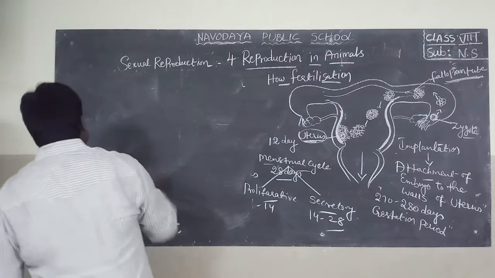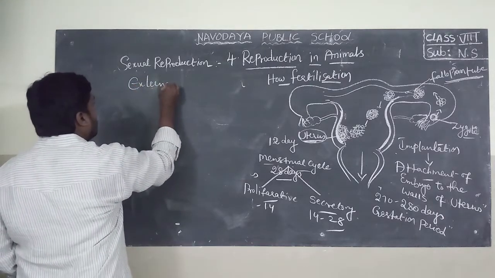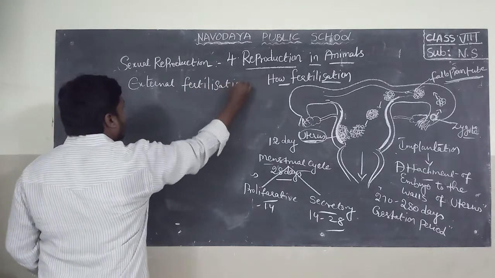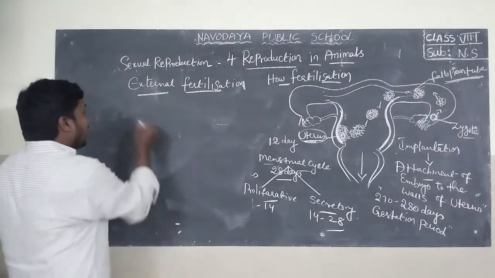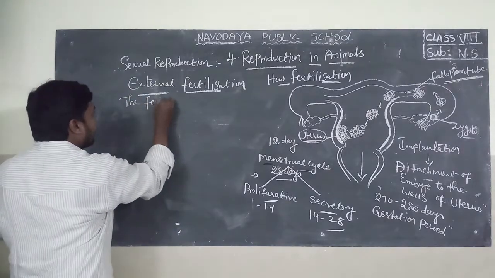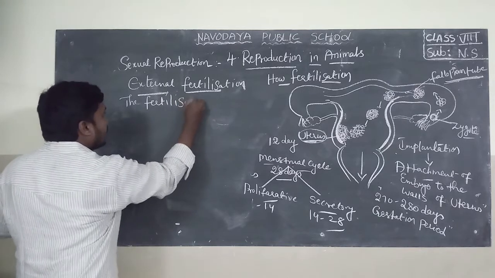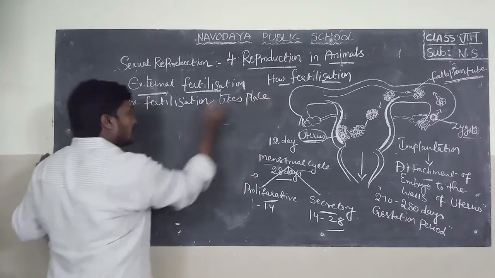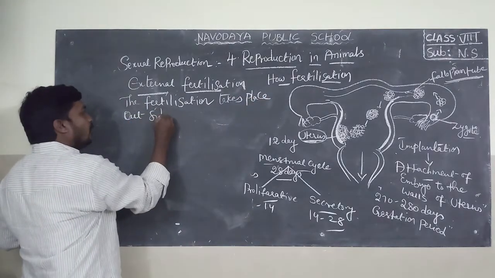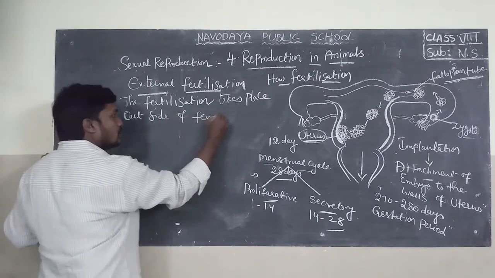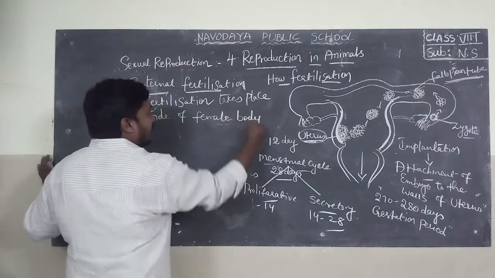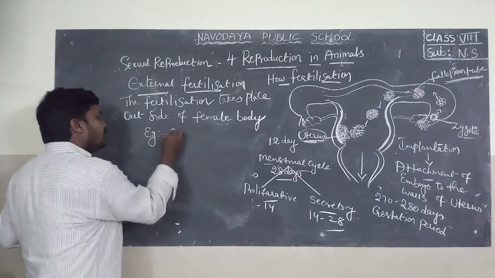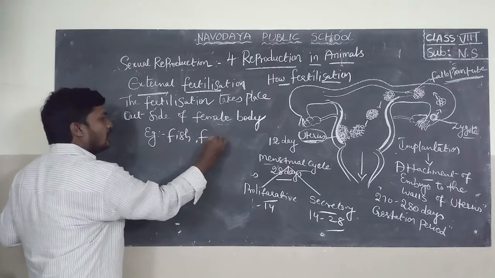What is meant by external fertilization? The fertilization which takes place outside of the female body is known as external fertilization. External fertilization is seen in fish and frog.